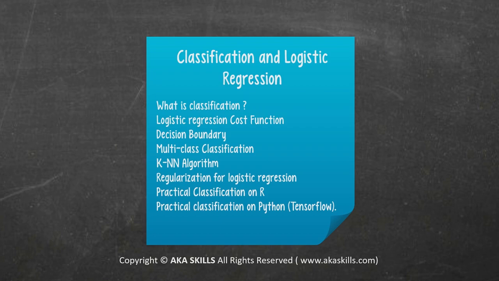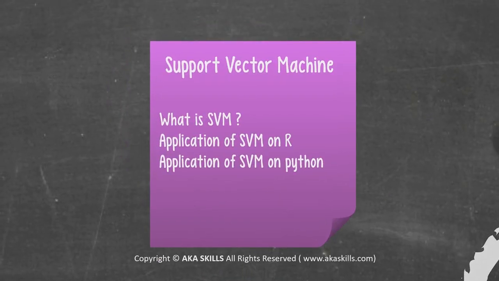And we're gonna see the nearest neighbors algorithm, a really important one. Regularization for logistic regression. And of course, finally we're gonna do some practice of classification in R and Python using the TensorFlow framework. In the final chapter, we're gonna see support vector machines, and applications of support vector machines in R and in Python.